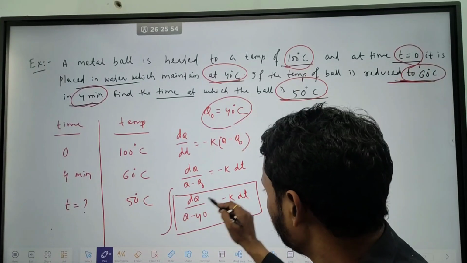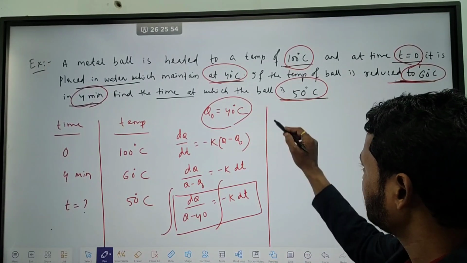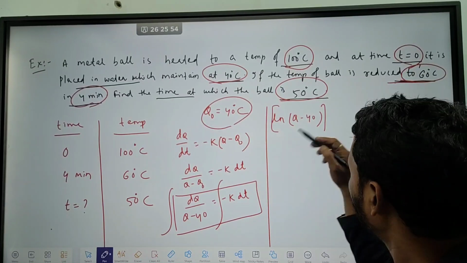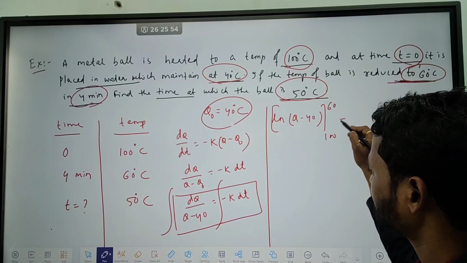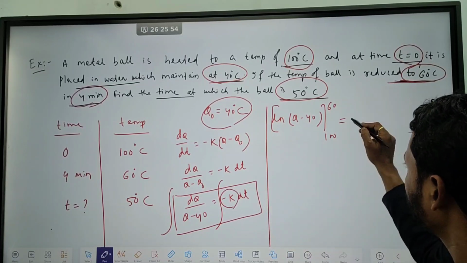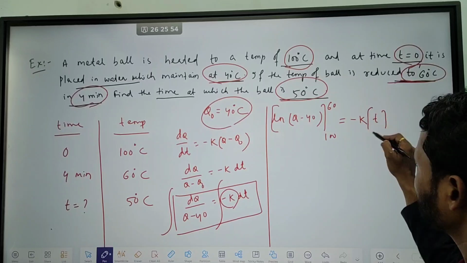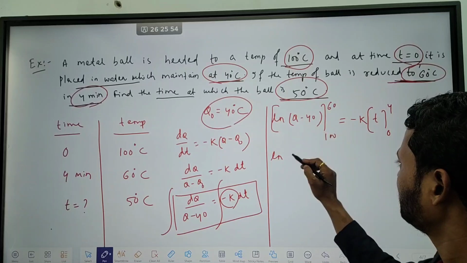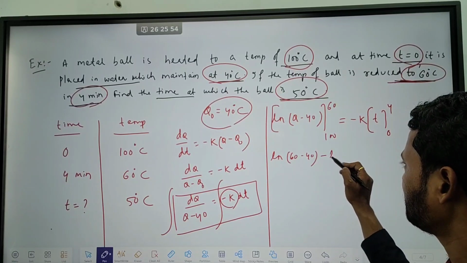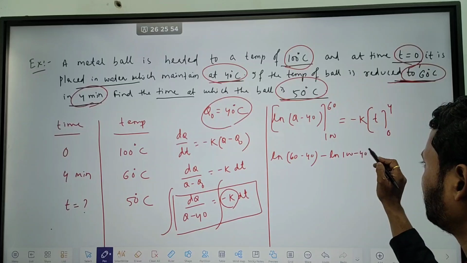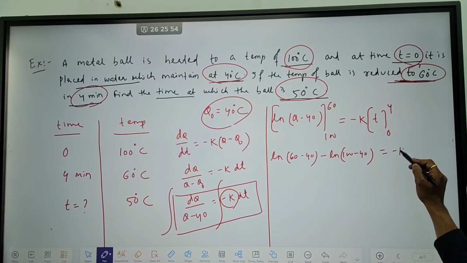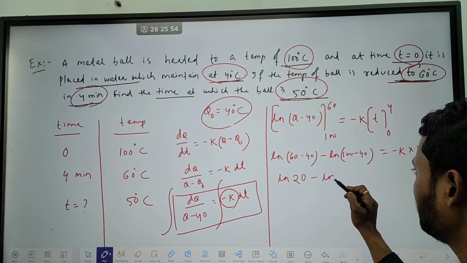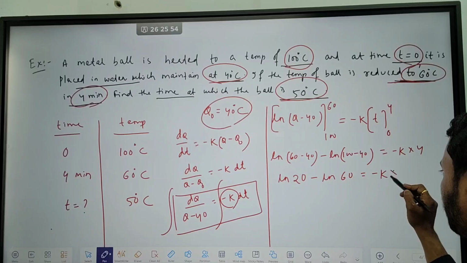So let us integrate. If I integrate this function, your answer is ln(θ - 40). And what is the limit? The limit is from 100 degrees Celsius to 60 degrees Celsius. Now if you integrate this, -k is a constant, and the integration of dt is t. The limit is from 0 to 4. Understood? So here ln(60 - 40) minus ln(100 - 40) equals -k into 4. 4 minus 0 is 4. It is ln 20 minus ln 60 equal to -k into 4.